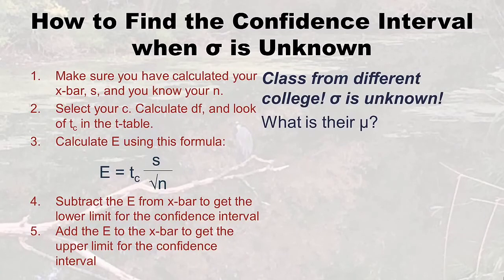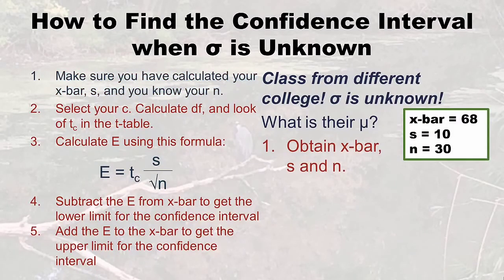Okay, so hello, time for class, right? Only, we're in a different college. So the population standard deviation is unknown. We're studying a different subgroup, but we want to know their mu, and we're going to do our best. So first, let's obtain their x bar, calculate their s, and count up the n.